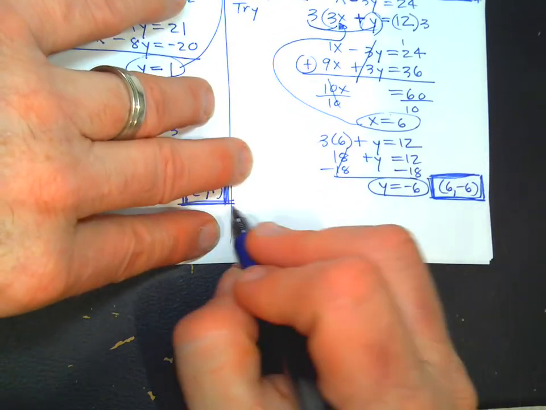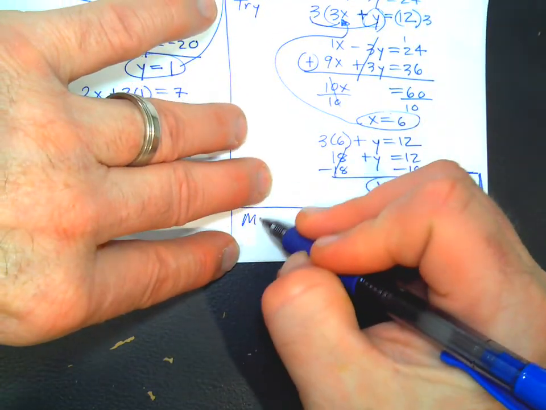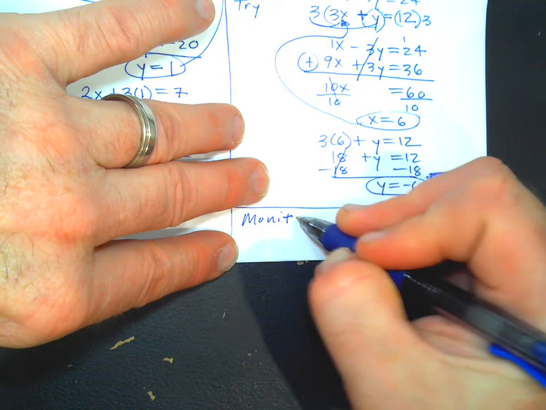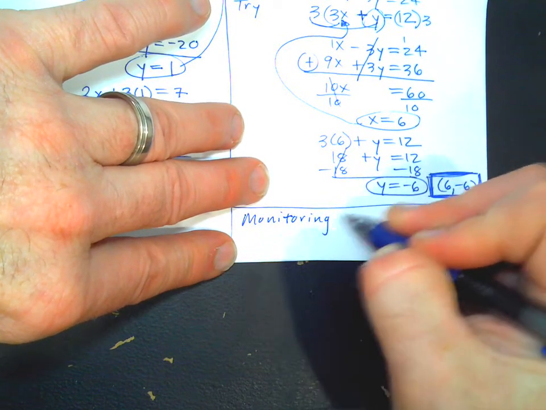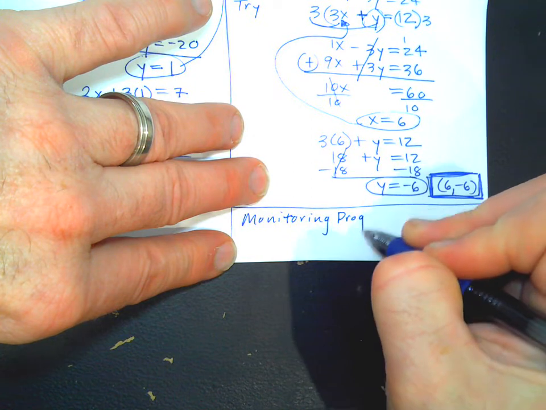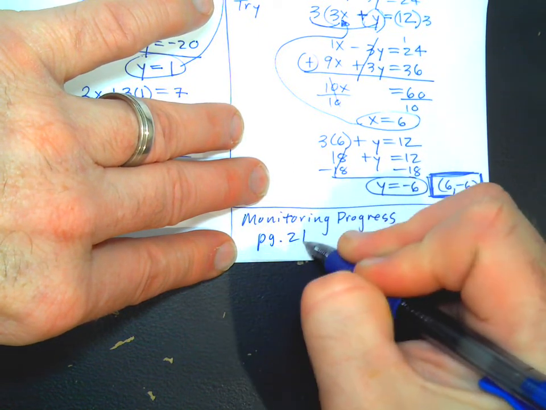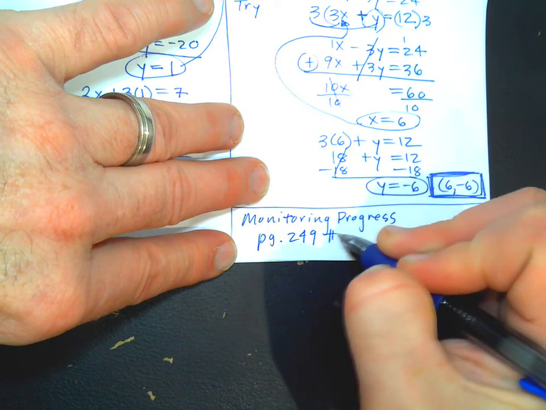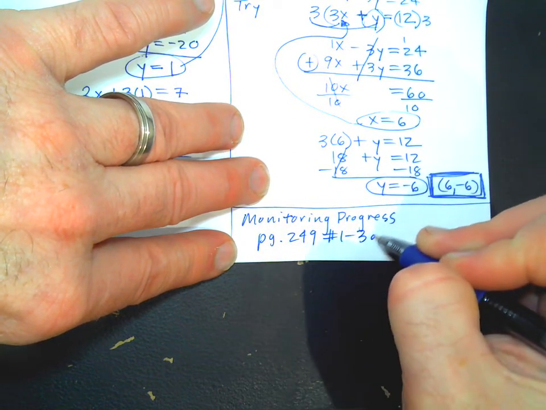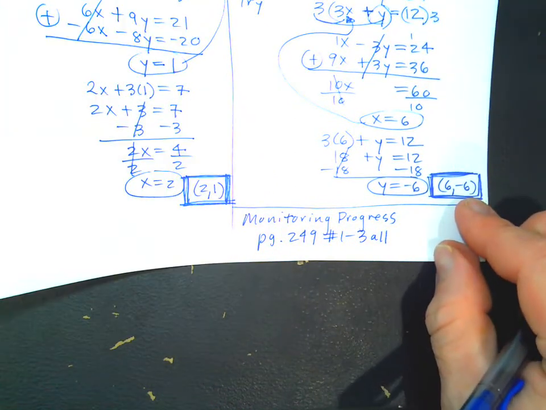That's it. So today's classwork, monitoring progress. Starting on page 249. Problems 1 through 3, all. These are all on the bottoms of the pages.